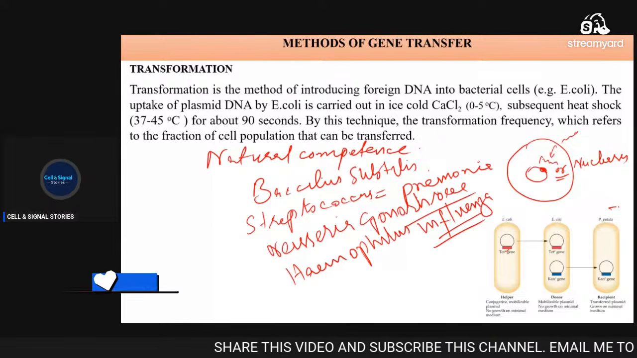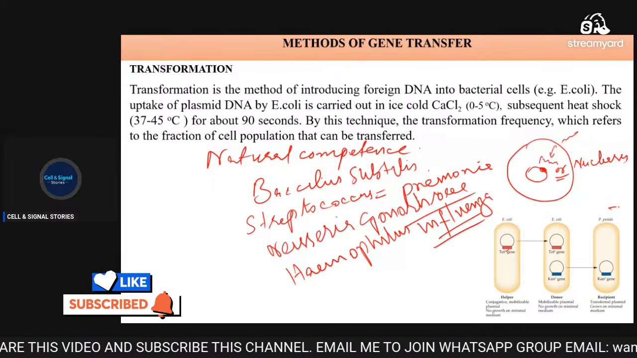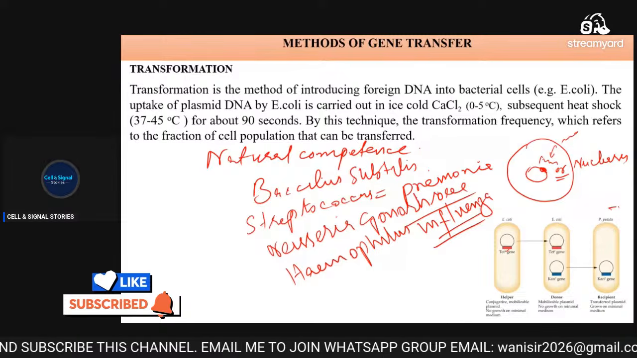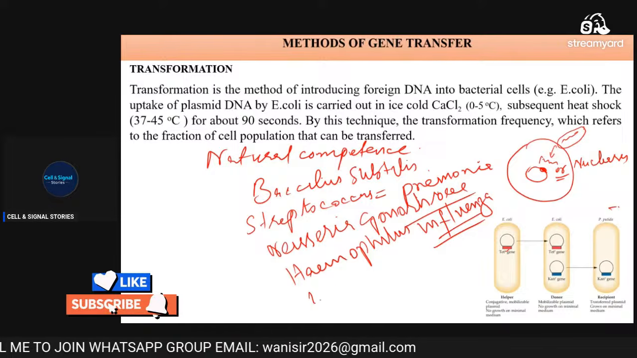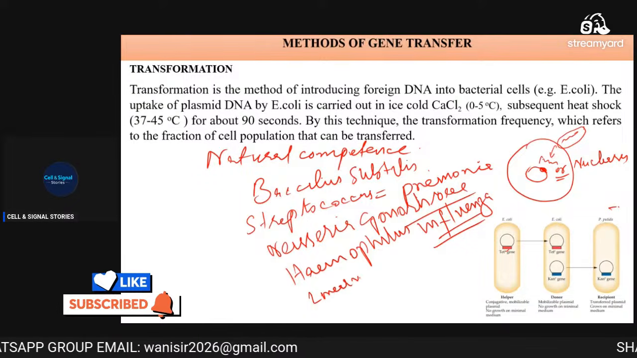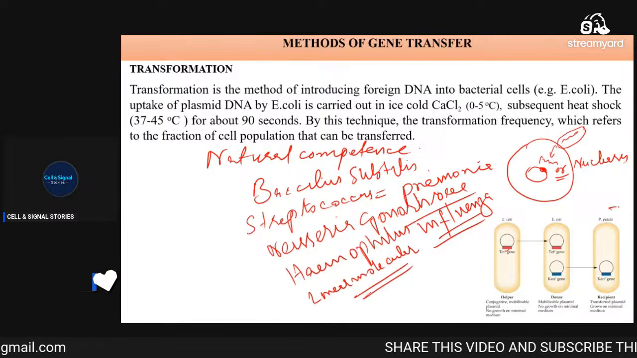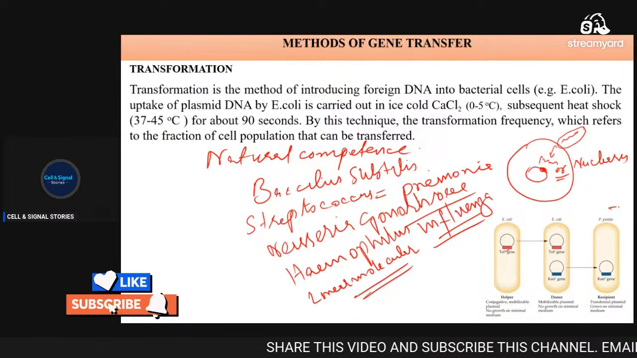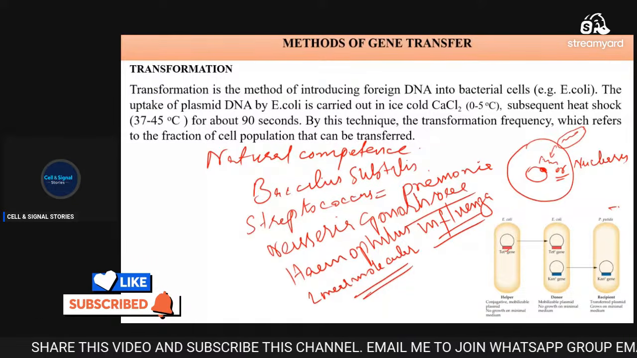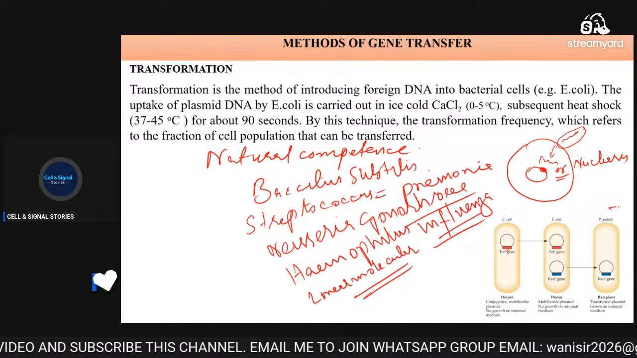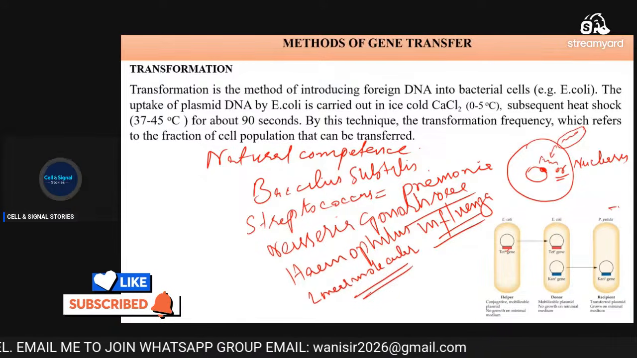However, natural competence and transformation are efficient for linear molecules such as chromosomal DNA, but not for circular plasmids. This is a very important point: natural competence works only for linear molecules. If the DNA is linear, it will be received by the bacteria, but not if it is circular DNA.